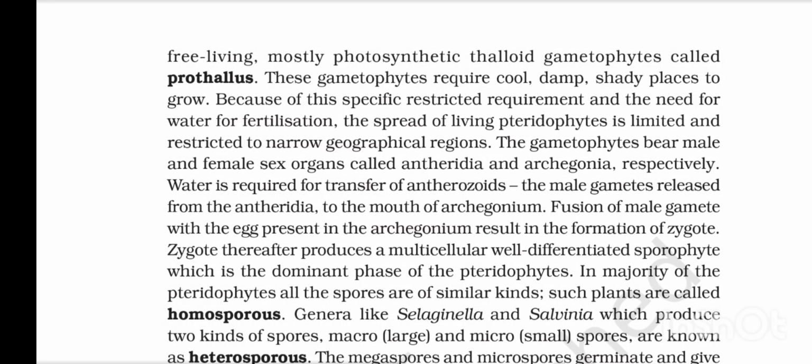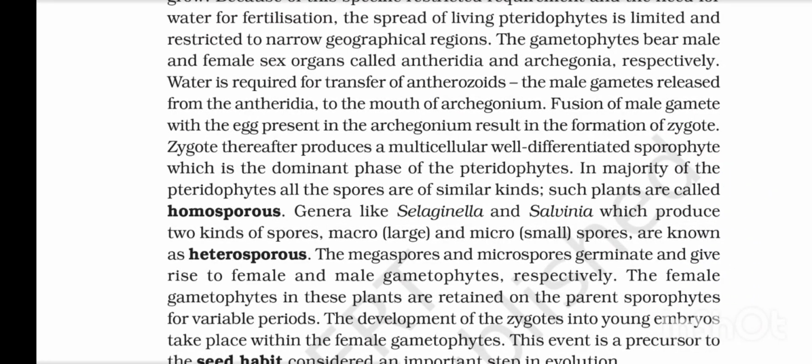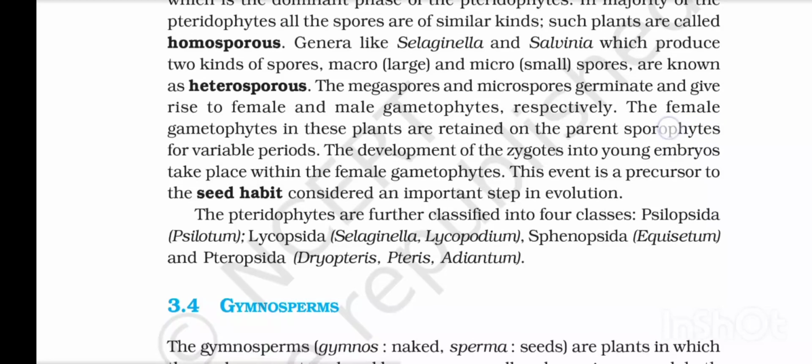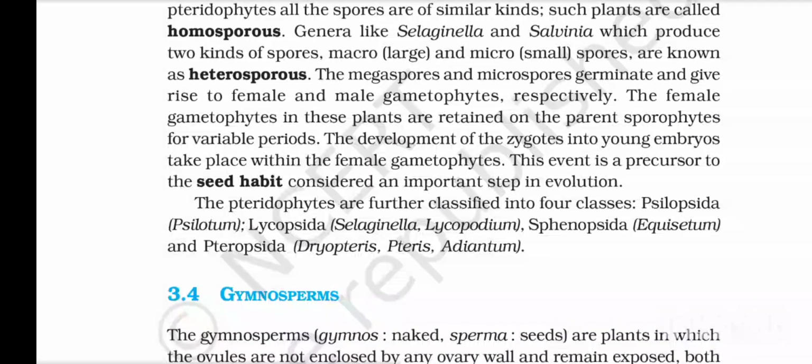In the majority of the pteridophytes, all the spores are of similar kinds. Such plants are called homosporous. Genera like Selaginella and Salvinia, which produce two kinds of spores, macro and microspores, are known as heterosporous. The megaspores and microspores germinate and give rise to female and male gametophytes respectively.